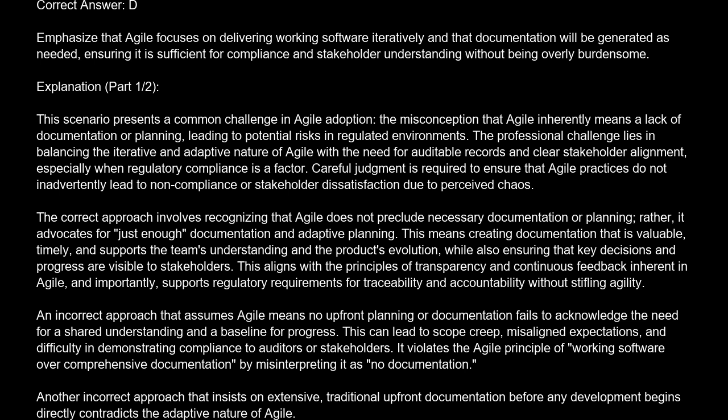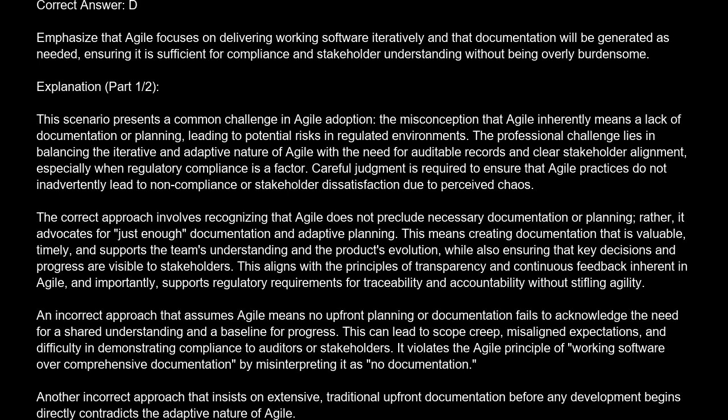The professional challenge lies in balancing the iterative and adaptive nature of Agile with the need for auditable records and clear stakeholder alignment, especially when regulatory compliance is a factor. Careful judgment is required to ensure that Agile practices do not inadvertently lead to non-compliance or stakeholder dissatisfaction due to perceived chaos. The correct approach involves recognizing that Agile does not preclude necessary documentation or planning. Rather, it advocates for just enough documentation and adaptive planning.